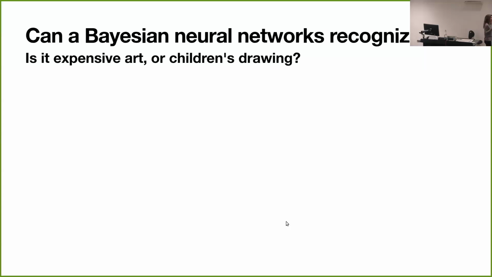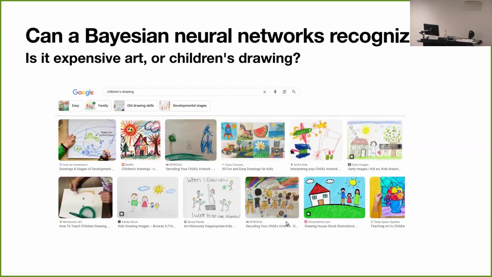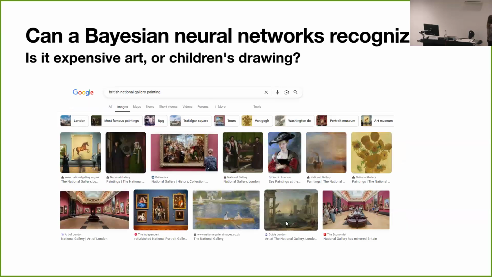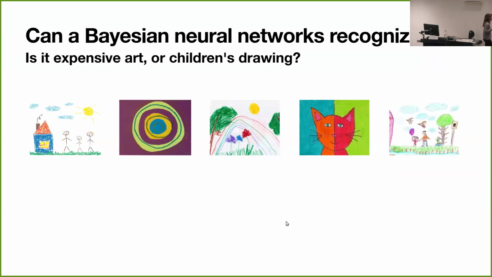So we'll start as we would start training any algorithm, and we are going to collect data. Suppose we are scraping Google Images, we collect some drawings of children, and then to get some expensive art, we are going to look at artwork from the National Gallery here in London. Good, I've collected some data.